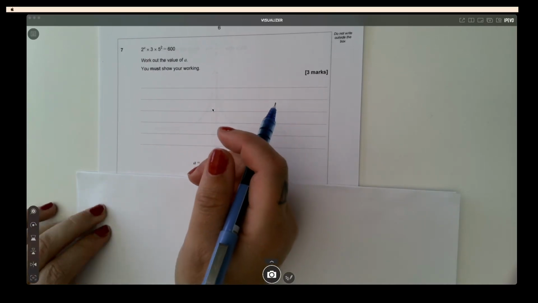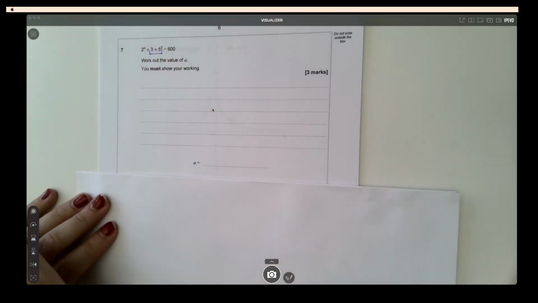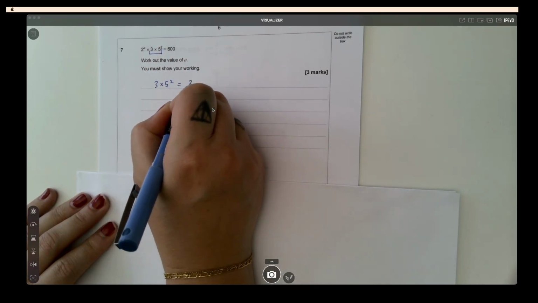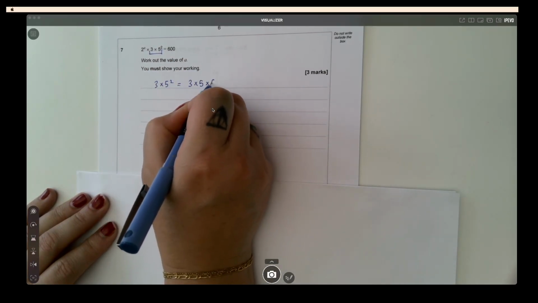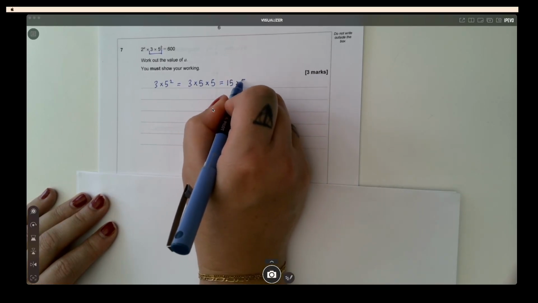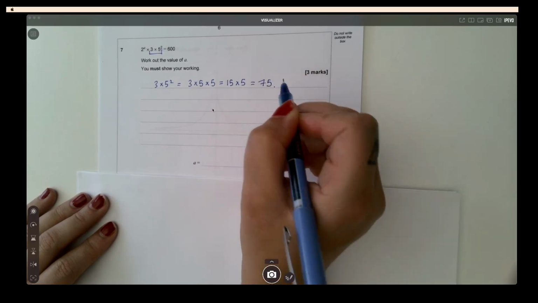So there's a couple of different ways you could do this. I'm going to start by working out the part of this product of primes that I can calculate. So I'm going to do 3 times 5 squared, which is 3 times 5 times 5, which is 3 times 5, which is 15 times 5, and then 15 times 5 is 75.